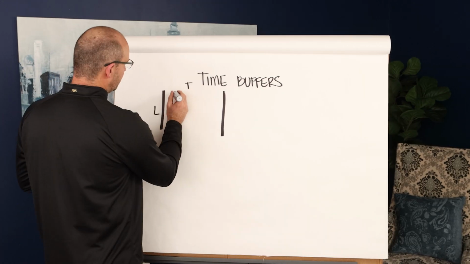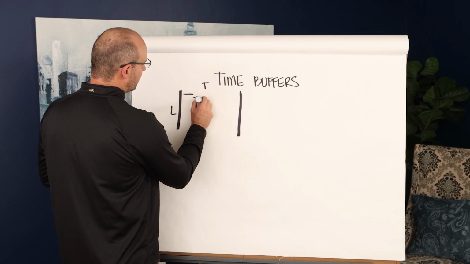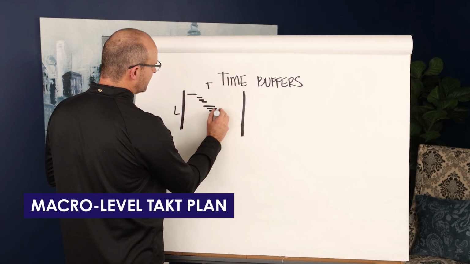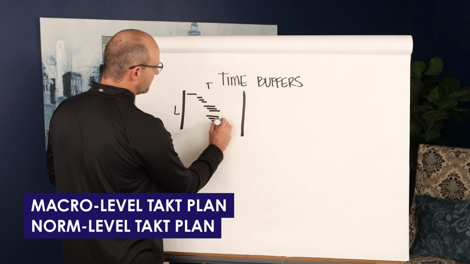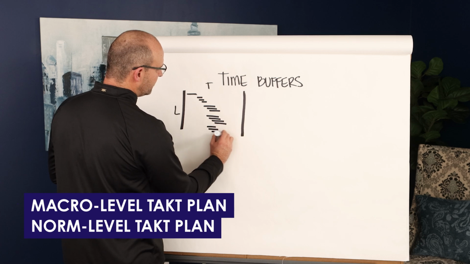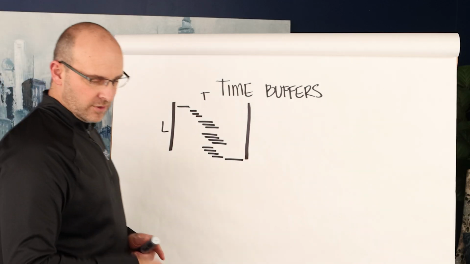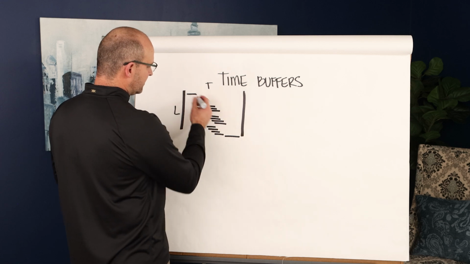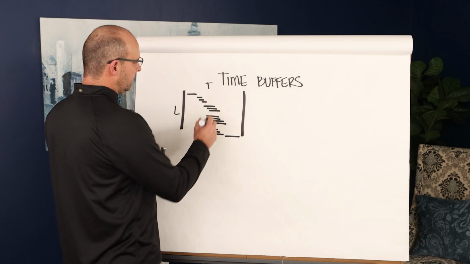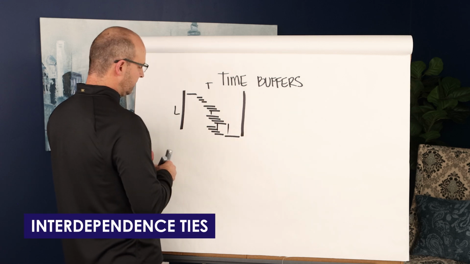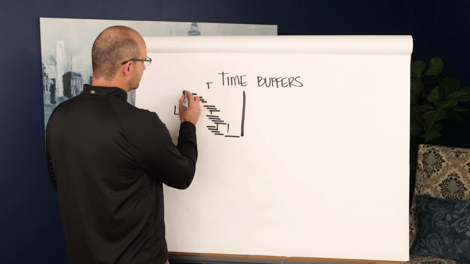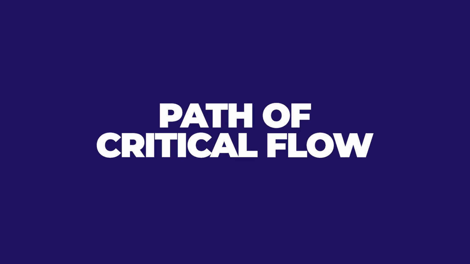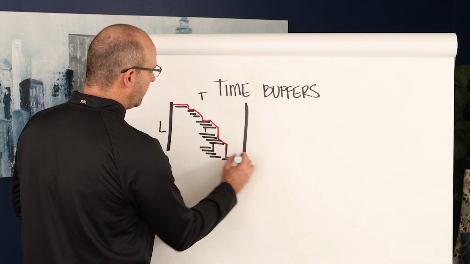You probably know that about me by now. But if you have your production plan in a macro level TAC plan format or a norm level TAC plan format, however you do it, you have your overall sequence, right? With your lines of balance, with your buffers, and it's all tied together with what's called interdependence ties throughout the project. So you will have what we call a path of critical flow. This path of critical flow will go all the way to the end.